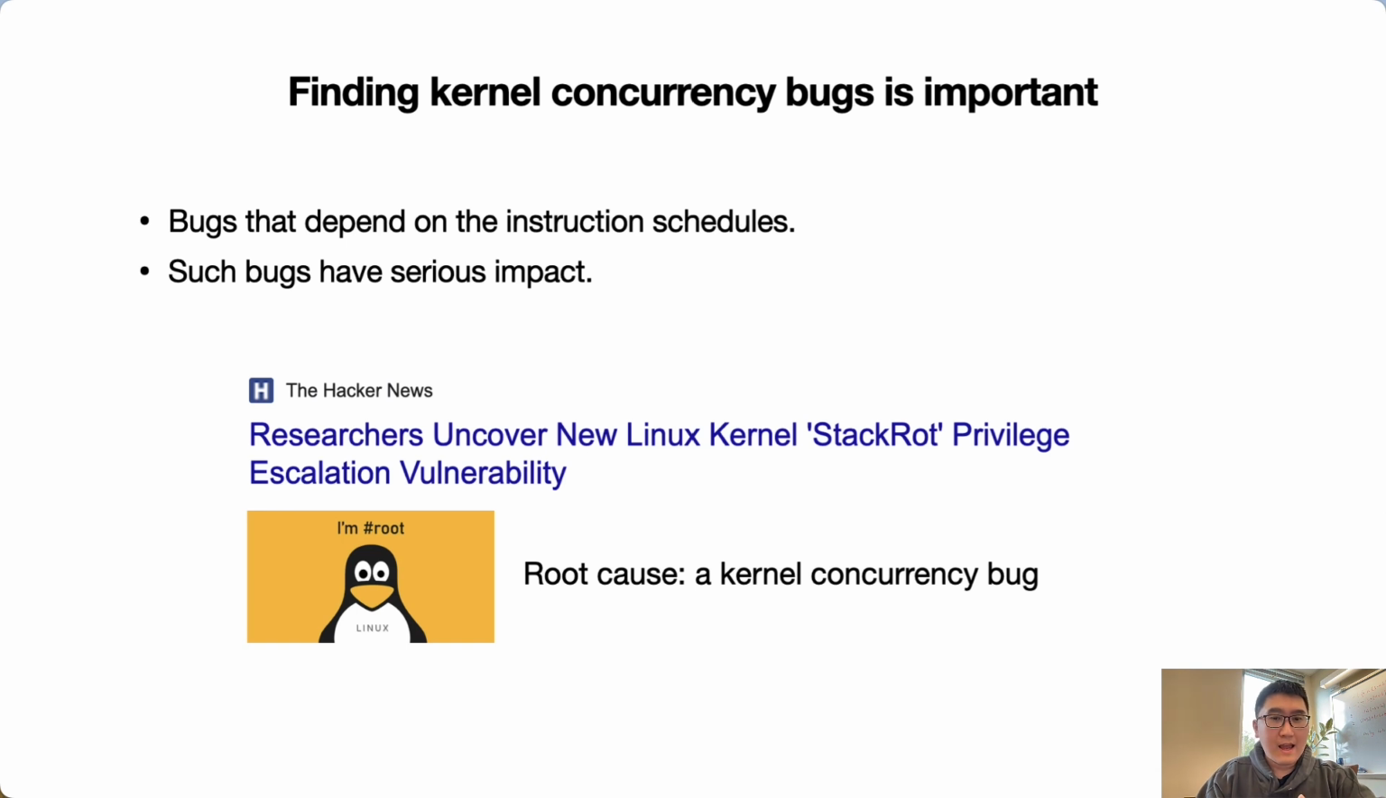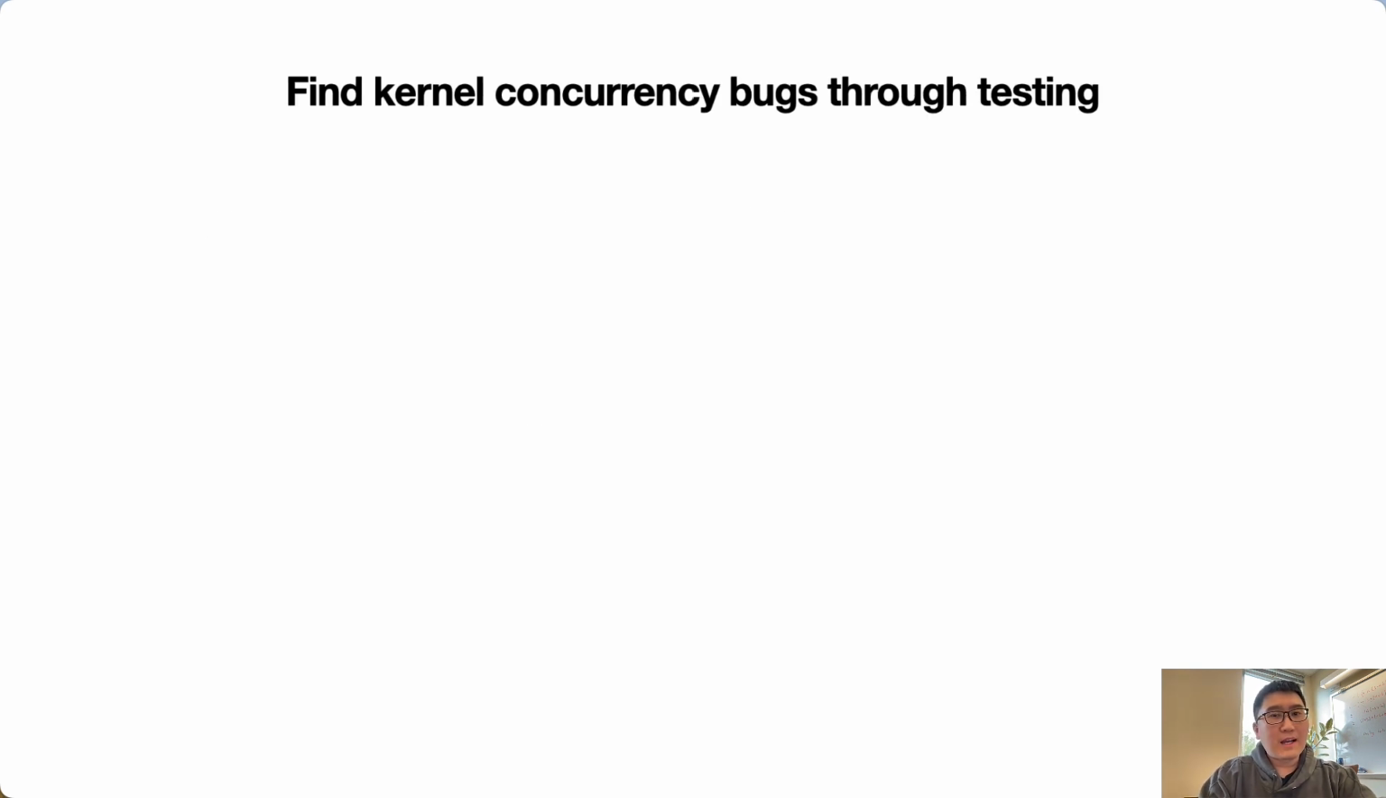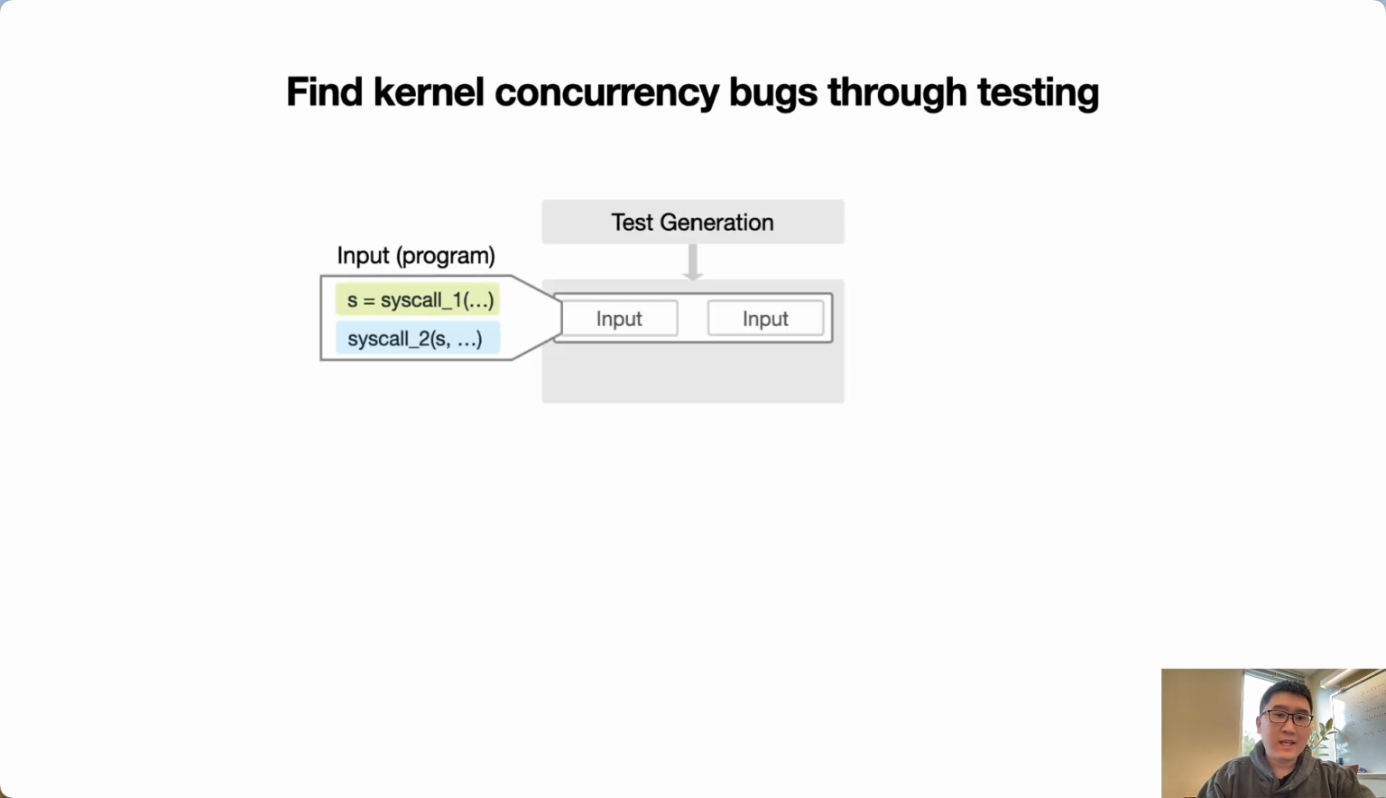Concurrency testing is one commonly used approach. The typical pipeline of concurrency testing has two major steps. In the first step, test generation, we need to find a pair of test inputs for different threads, because concurrency testing requires running code in different threads. Each input is a user space program and invokes the kernel APIs, which are system calls, so that some kernel code will be triggered to run.